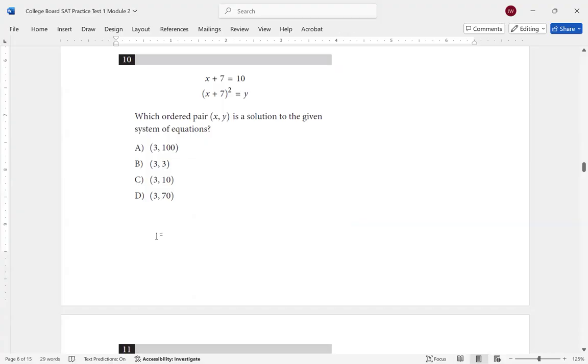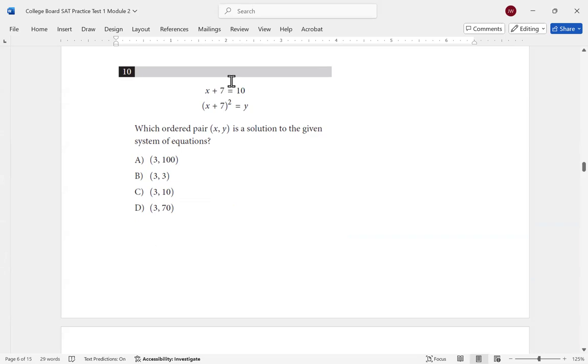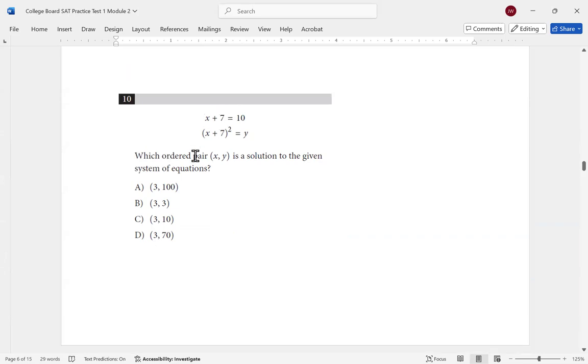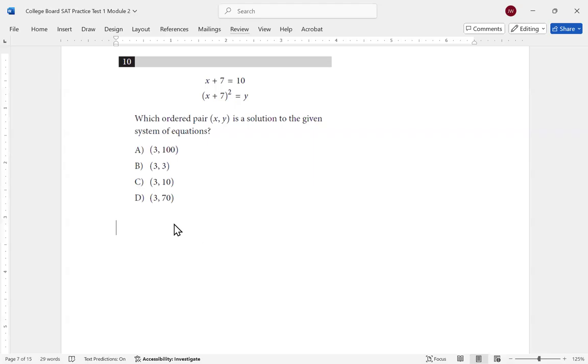Let's take a look at problem number 10. I will redo this just a bit in terms of spacing. This says which ordered pair is a solution to the given system of equations.